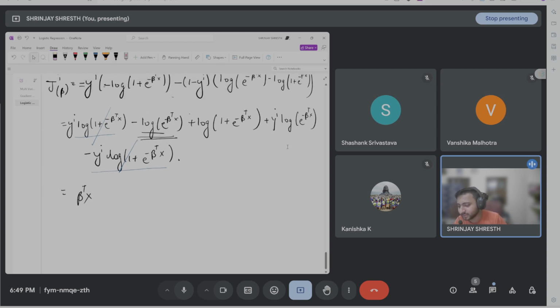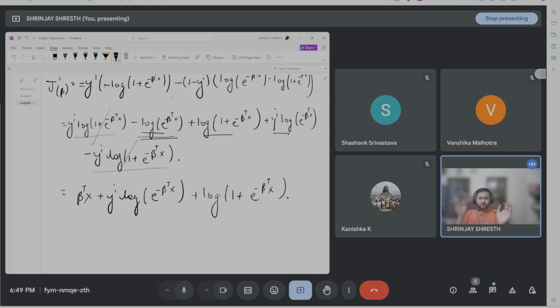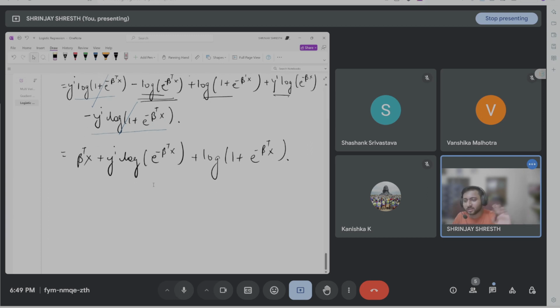Now let's see for another, what next term we have. We have this as next term, plus yi log e raised to the power minus beta transpose x. ठीक, you have this term, nice, and we have next this thing. मैं क्यों किया मैं बता रहा हूँ, beta transpose x. तो हमने रीअरेंज किया बस, और कुछ नहीं किया. ठीक है, हमने बस थोड़ा सा इधर उधर किया and that's it, nothing else.